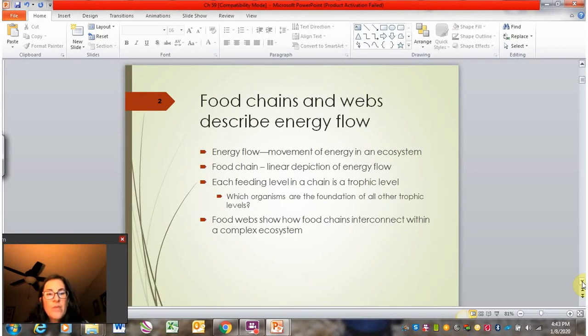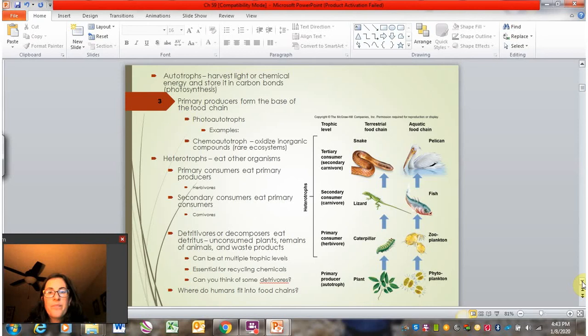Another term that we'll see here is food web. A food web includes many food chains and the interrelationships between food chains in an ecosystem. So a food web is more complex and demonstrates a more complex set of relationships than just a single food chain. This is an example of a food chain, two different examples actually, an aquatic one and a terrestrial food chain.